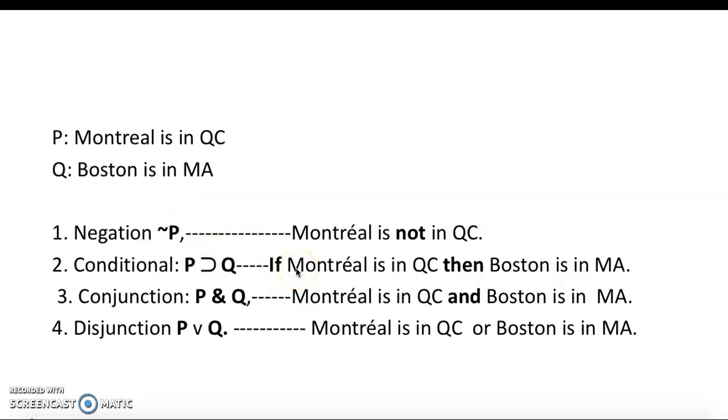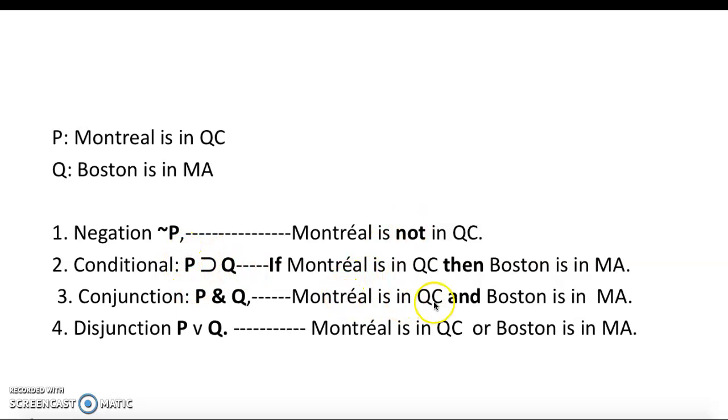Let's go to a conditional statement. If Montreal is in Quebec, then Boston is in Massachusetts. Recall that "Montreal is in Quebec" is just P. "Boston is in Massachusetts" is Q. So "if Montreal is in Quebec, then Boston is in Massachusetts" is translated as if P horseshoe Q.